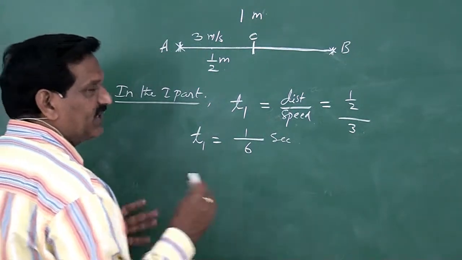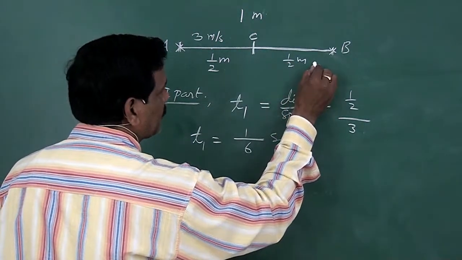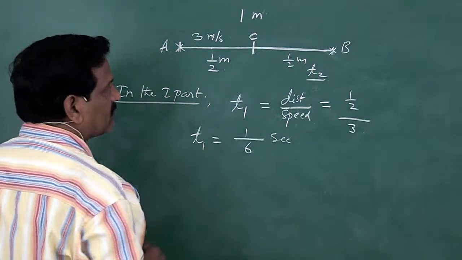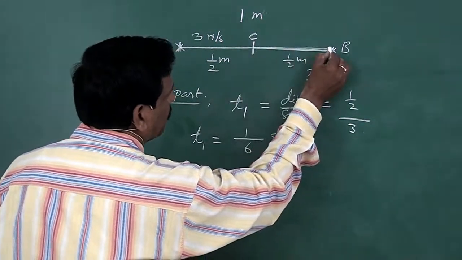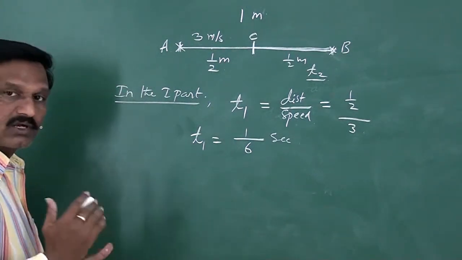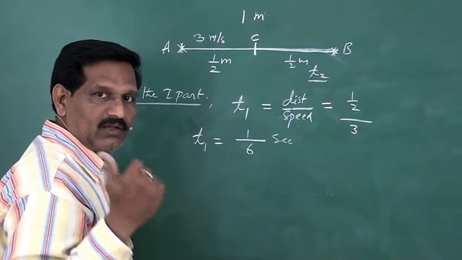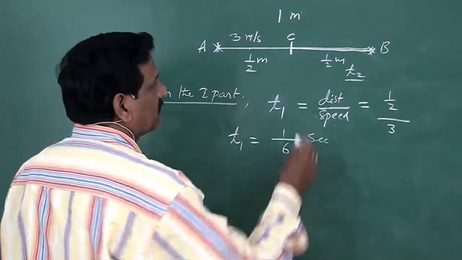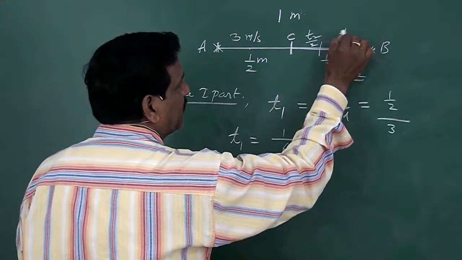Now, let the time taken to cover the second half meter distance be T2. That means the time taken for the car to cover the second half meter distance is T2. Then here the car moves with speeds of 3.5 and 5.5 in equal time intervals. That means here T2 by 2 time, T2 by 2.